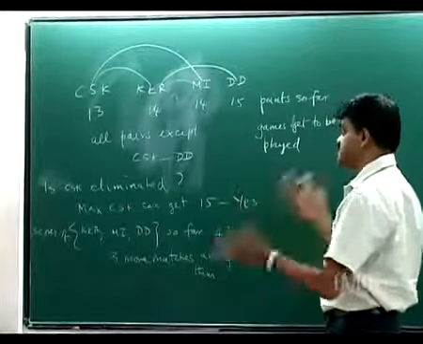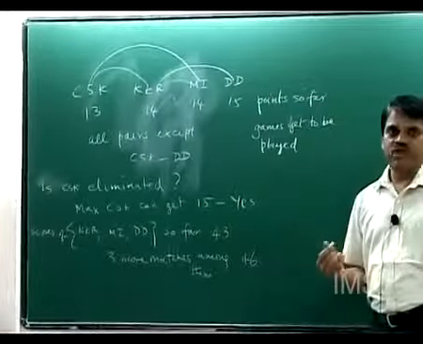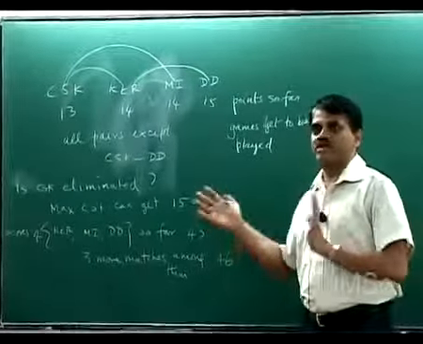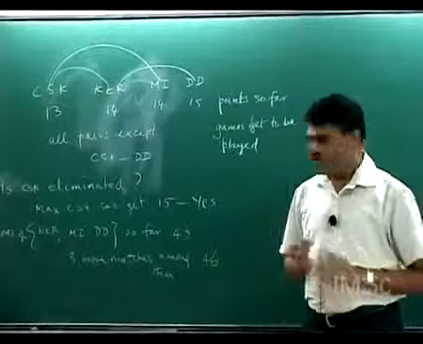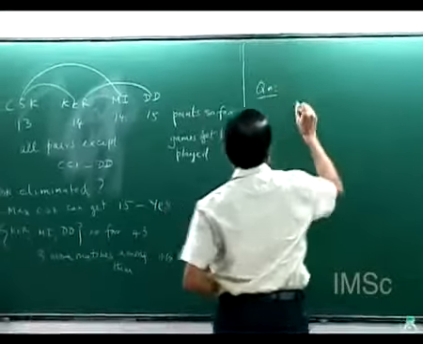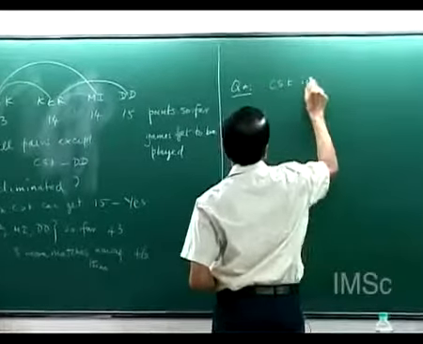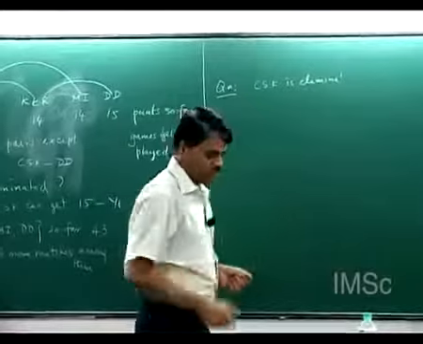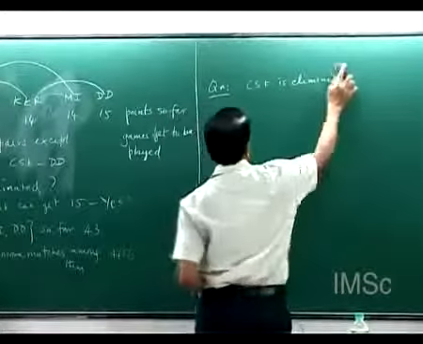The question is, is this the only kind of proof you can give? I am interested in an argument, a proof, an algorithm for this question. So CSK is eliminated. Let me put some symbols and formally define the problem. What do we have here?